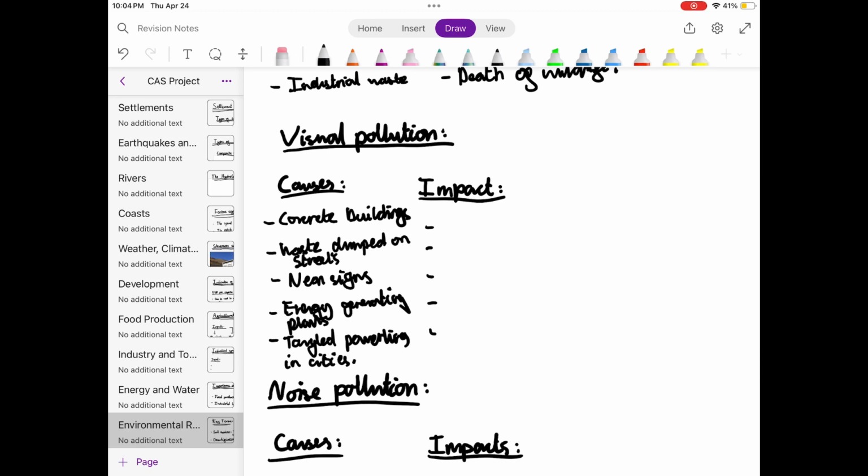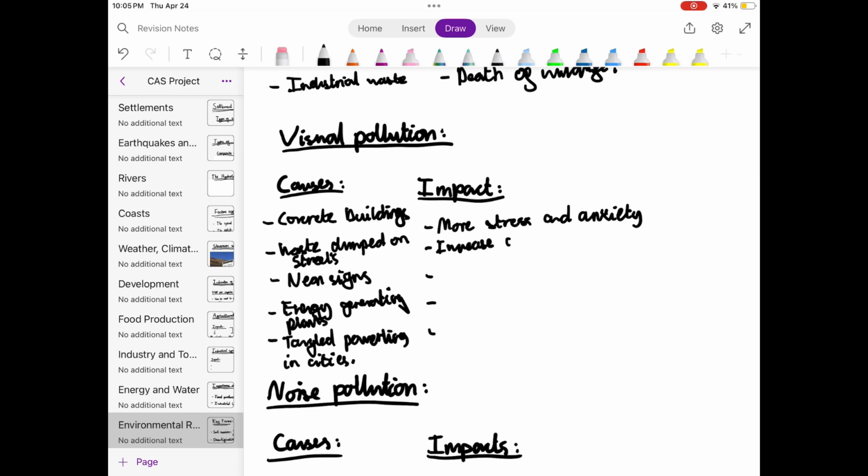Okay, so now we're going to be looking at the impacts of visual pollution, and this can cause more stress and anxiety. It can also increase addiction to bad habits. It can also decrease the quality of life.